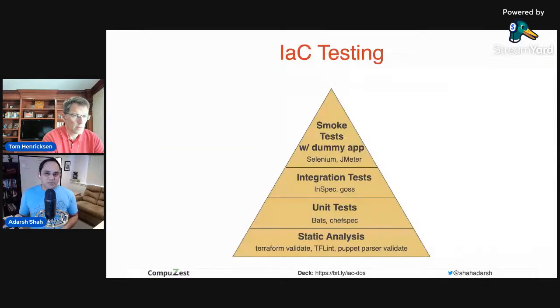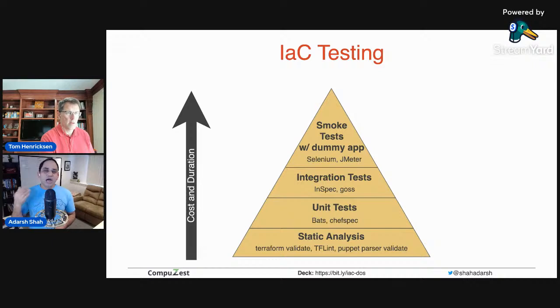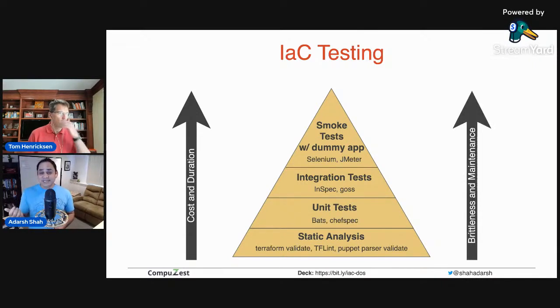Like in software development, you need to think about testing your IaC at various levels. This diagram is my attempt at a test pyramid for infrastructure as code. The idea here is that as you go up the test pyramid, the tests are more costly, more brittle, and take longer to run. They also require more maintenance because they are heavier and take time to run.